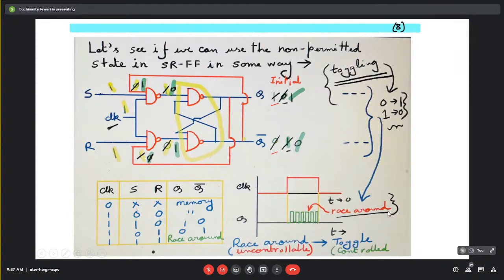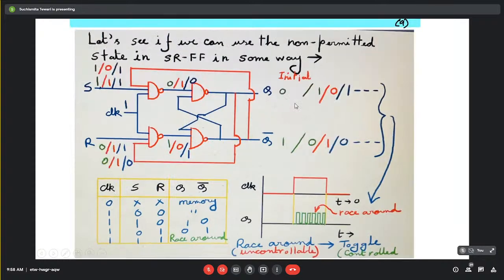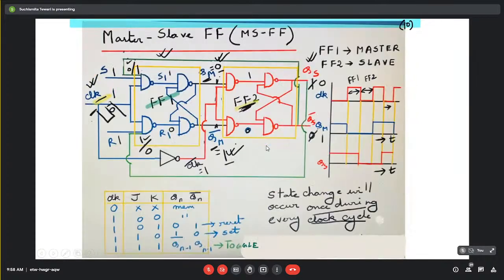And what is race around condition? That is uncontrolled toggling. It is uncontrollable, but toggle is controlled. We are fixing that for each clock period, the change of state will take place only once. So let's see whether we are able to achieve that sort of toggling out of this circuitry. Okay, this is the same slide, this one.